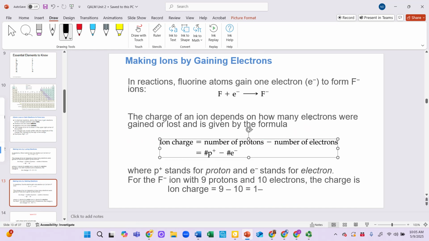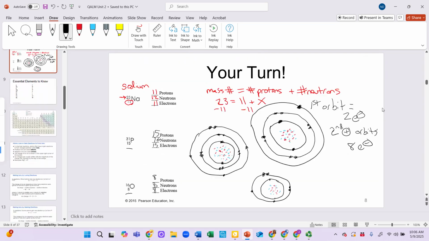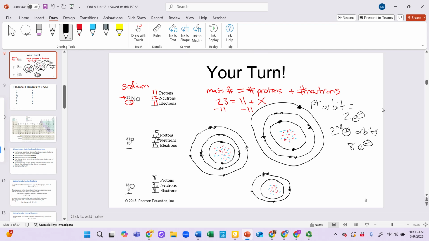All right, in reactions, fluorine atoms gain 1 electron to form fluoride ions. The charge of an ion depends on how many electrons were gained or lost, and the same formula applies. So why would sodium, for example, lose an electron, while chlorine, for example, gain an electron? Well, let's go back to our drawings, and I'll explain why based on what we've already drawn out.